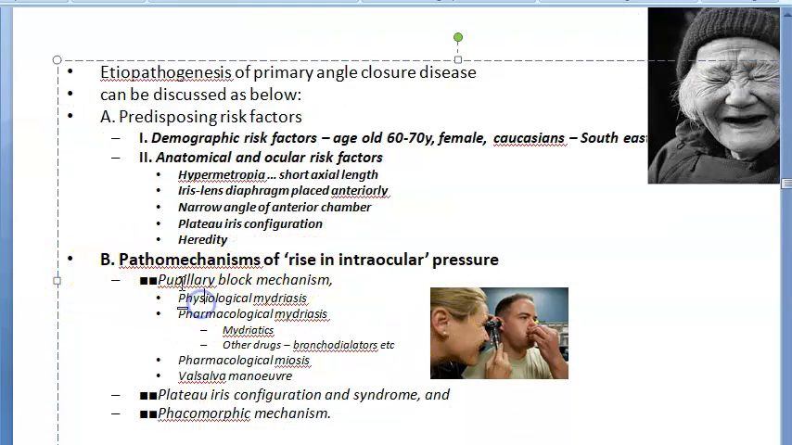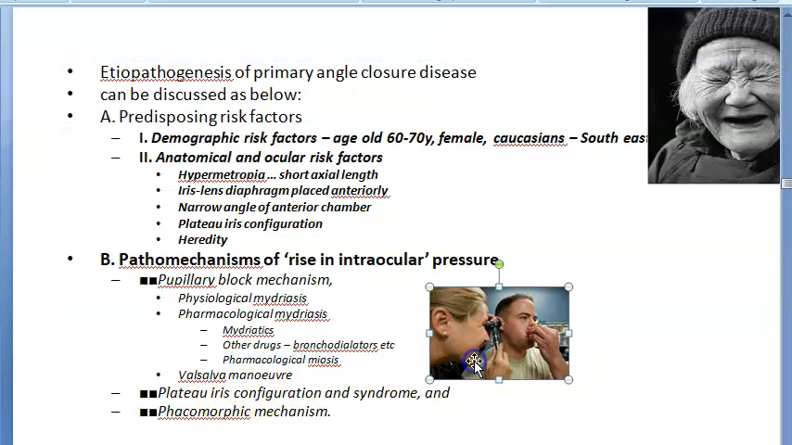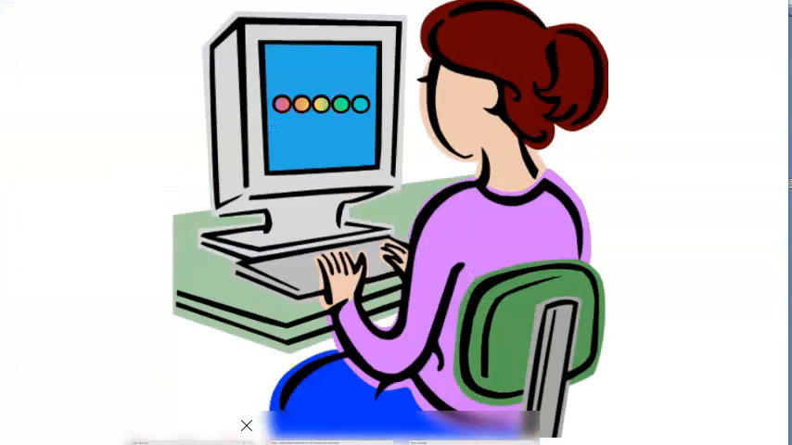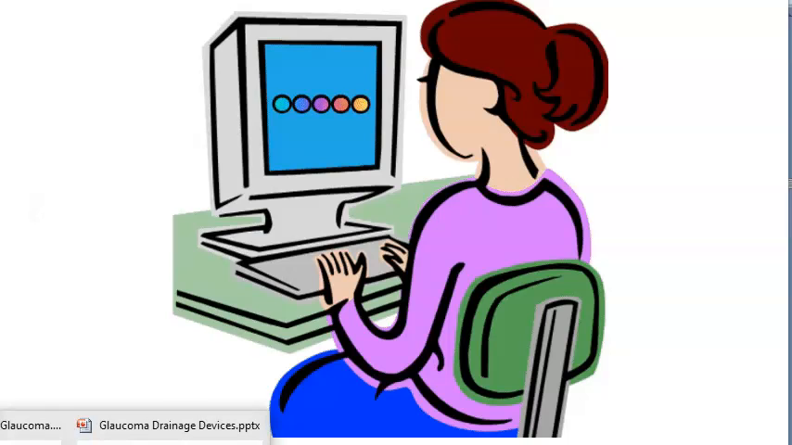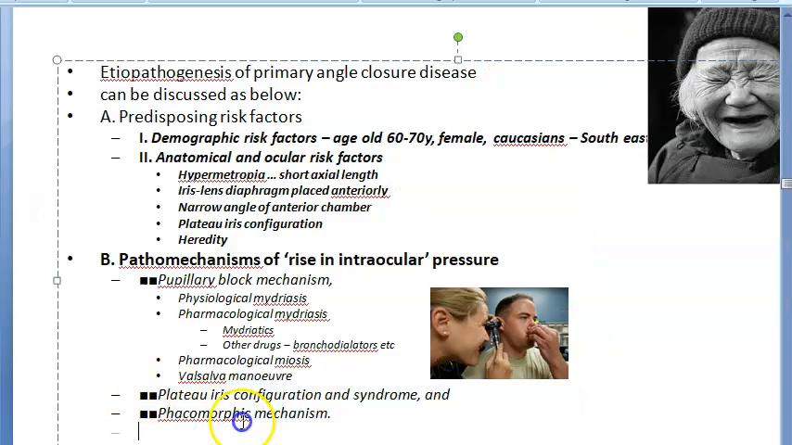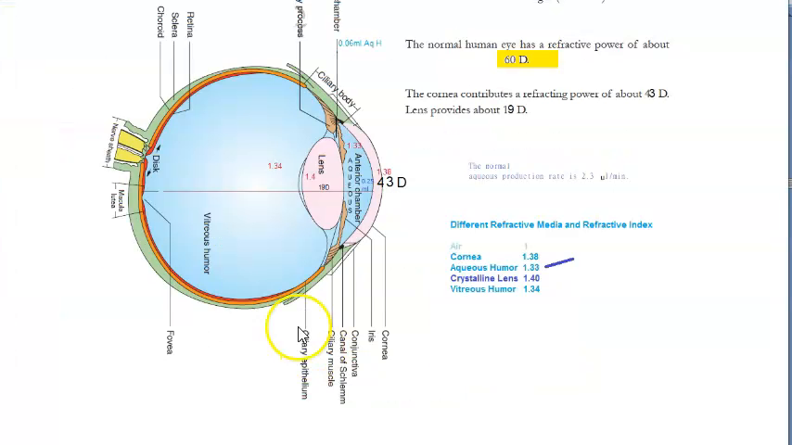What exactly happens is the pupillary block mechanism. You saw that the pupil is where the aqueous humor comes out. Pupillary block can happen because of mydriasis, which can be physiological or pharmacological, and sometimes even pharmacological miosis, and even the Valsalva maneuver, if people do it, can close their angle. Plateau iris configuration, as we told you, can also lead to angle closure. Phacomorphic mechanism: the lens keeps becoming bigger and bigger, the anterior chamber becomes shallow and the angle will close.